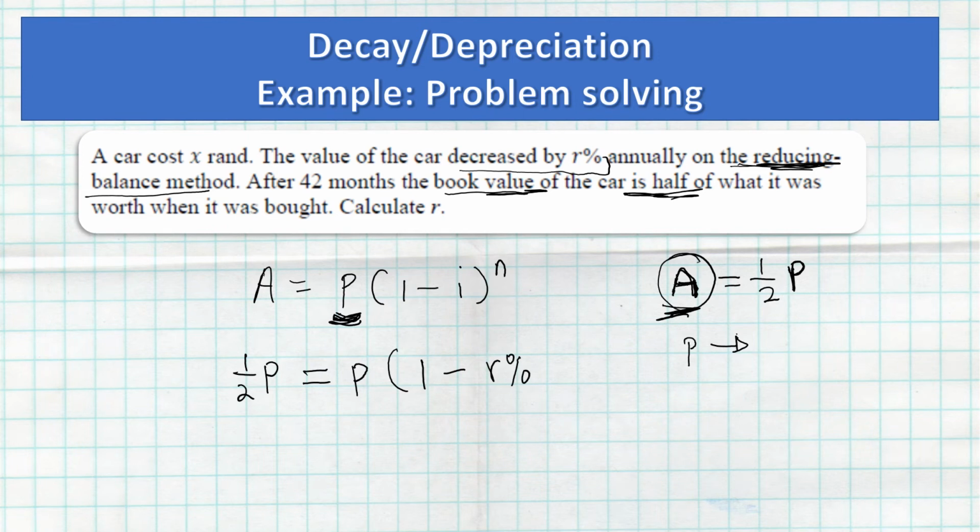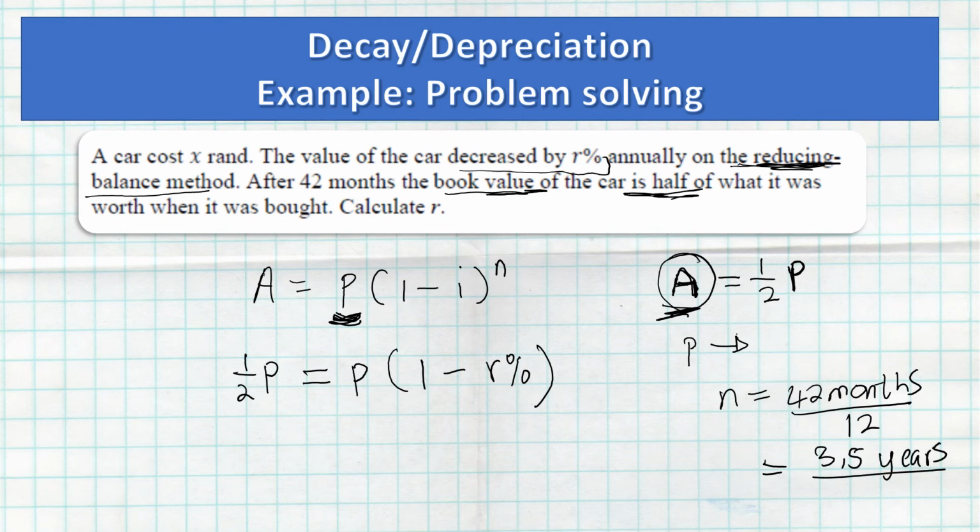It's R%, so exponent n. You know that n must be in years. Now they give you n in months, saying it's 42 months. So to convert months to years, we divide by 12. So our n will be 42 divided by 12, which is 3.5 years. So when there is n, I'm just going to put 3.5. Then I can go and solve for my R. So it was a little bit tricky like that.